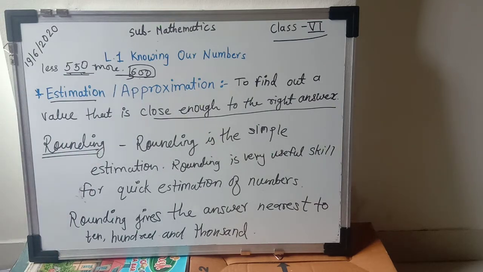Now let's see what are the rules we have to follow when we are rounding a number to the nearest tens, 100 and 1000.